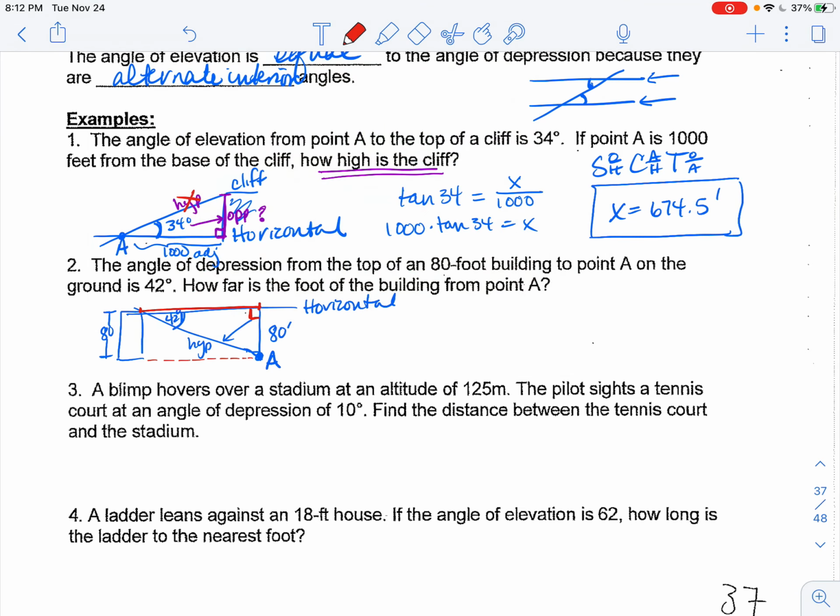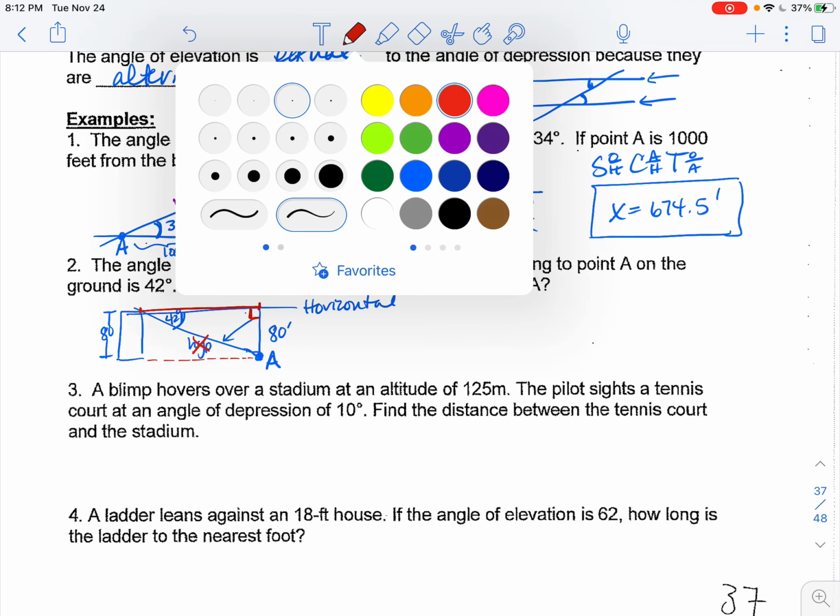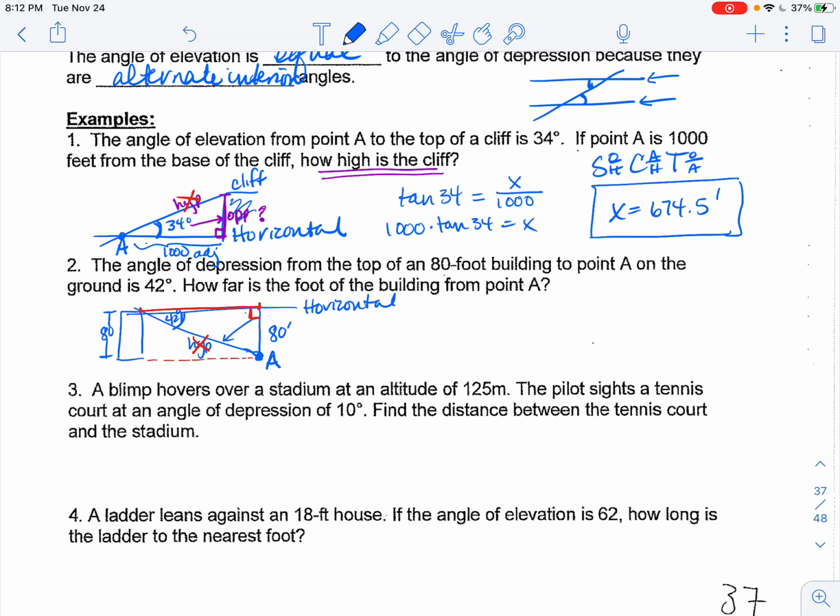I don't want to use that since I don't have a number, and that's not my variable that I'm missing. So I want to use, well, opposite, and I want to figure out what this adjacent value is. So I'm going to use tangent again. Let's set up an equation. Tangent of my angle is equal to opposite over adjacent. Let's solve for the x. I need to multiply both sides by the x and then divide by tangent 42. So x is going to be 80 divided by tangent 42.